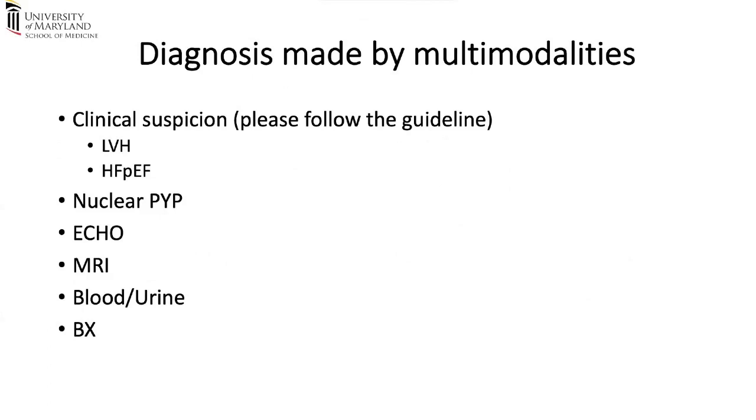Now, the diagnosis is made with multimodalities. It's just not one test. So we have to have the clinical suspicion. You see LVH on an echo, or a patient presents to the hospital or your office or wherever you are with heart failure and preserved ejection fraction. And some of the modalities we use are nuclear PYP, which we're going to focus on today, echo, MR, blood, urine, as well as biopsies. We really need to use all of our tools to make this diagnosis.